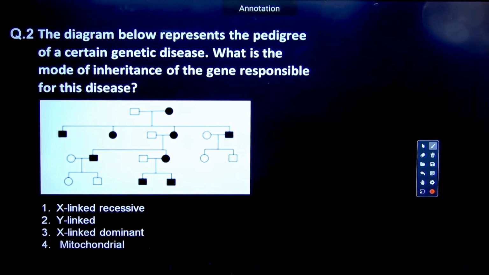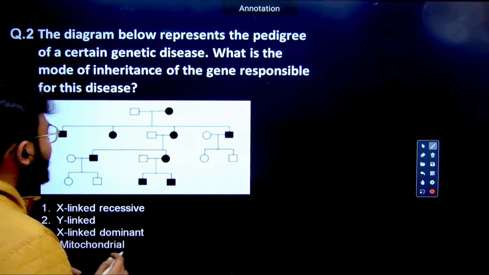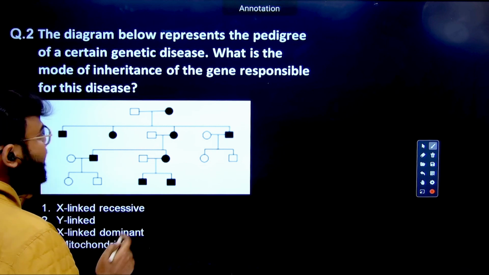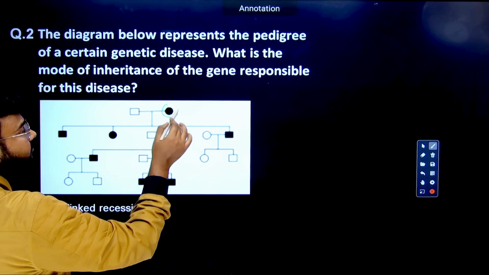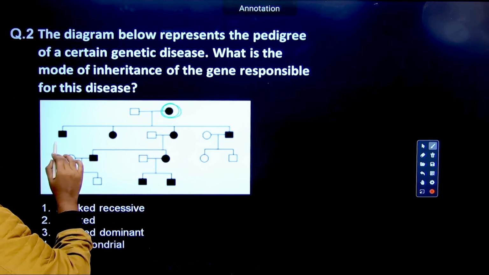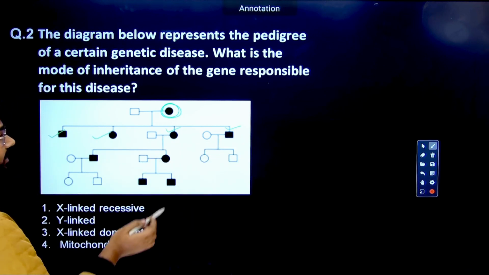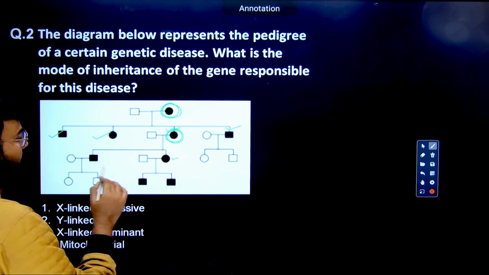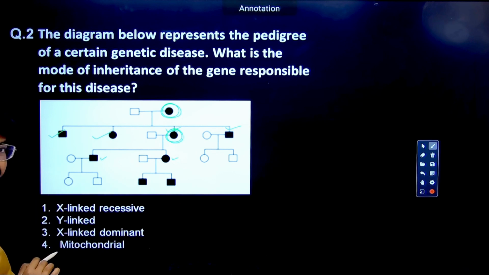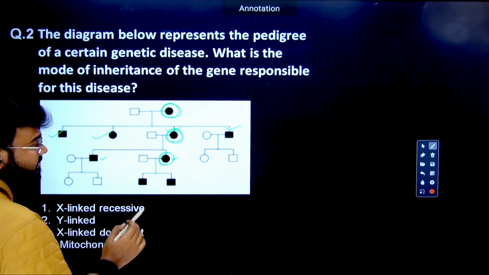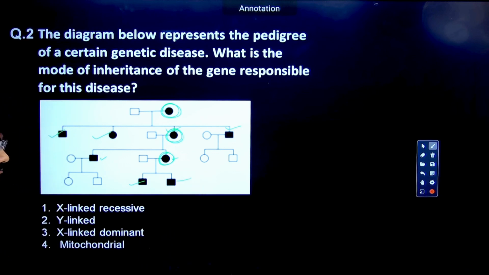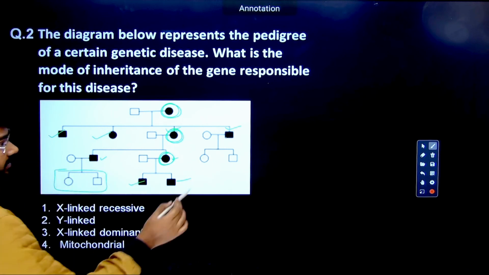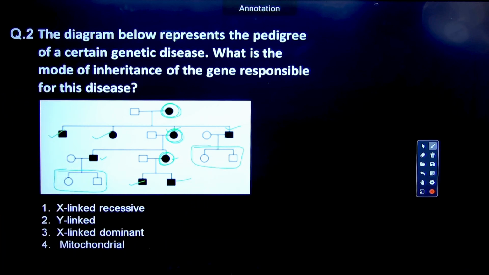Another pedigree analysis is given, and it's actually very interesting. Why? Because you can see the mother is transmitting the disease to all the kids. In the second generation also, this mother is affected and she is also transmitting the disease to all her kids. In the third generation, this mother also passes the disease to all the kids. But the affected father is not transmitting the disease to his kids. Here also, the male is not transmitting the disease to his kids.